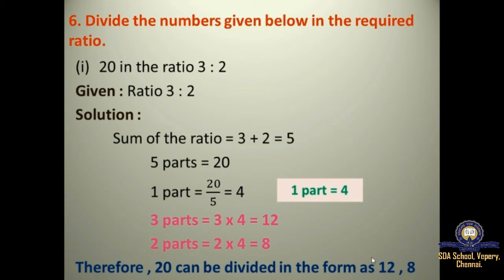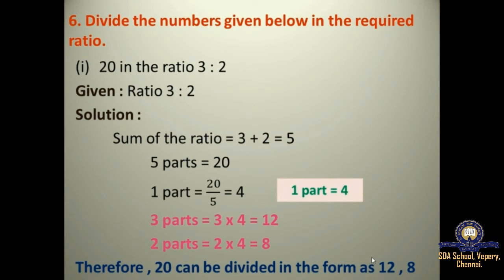Got it, students? First you are going to find out the sum of the ratios, that is 3 plus 2 is equal to 5. Now 5 parts is equal to 20. In order to find out one part, you will be dividing the value 20 with 5. So when you divide 20 by 5, you will be getting the answer 4. So one part is equal to 4.